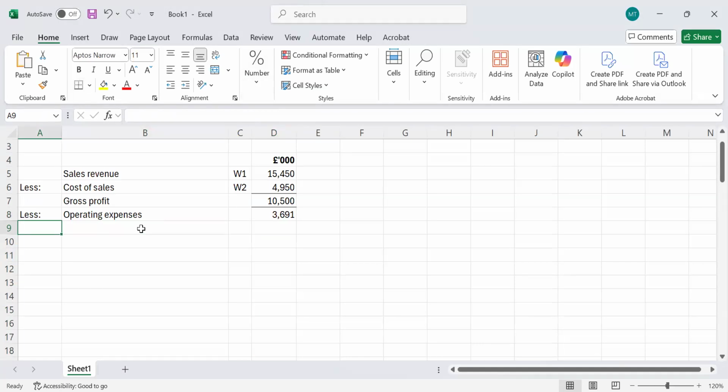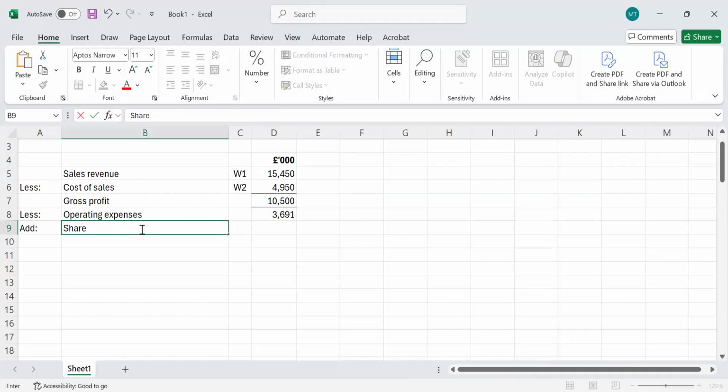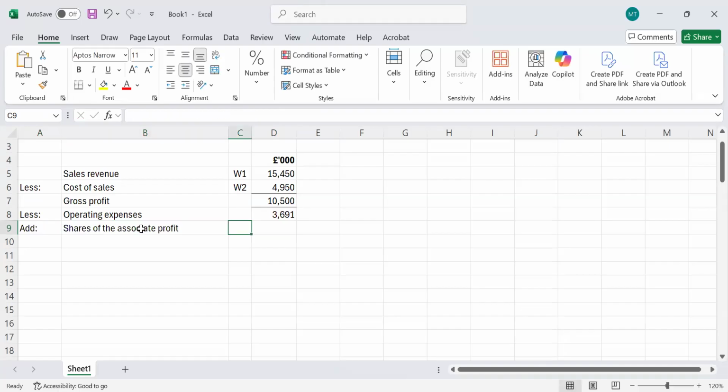Right. So once we have got this one, then we will look for the next item. It's called share of the associate's profit. This will be added. Share of the associate's profit we will show in our working because we need to make necessary adjustments.